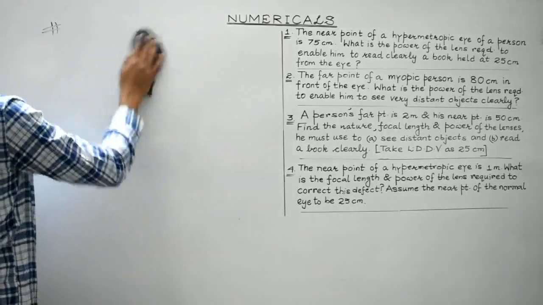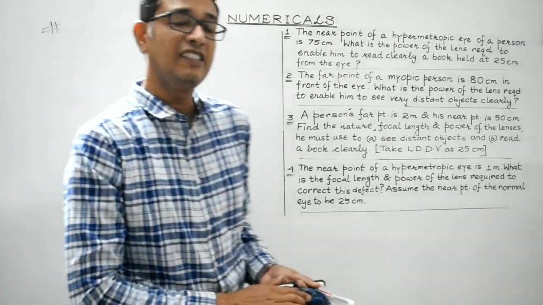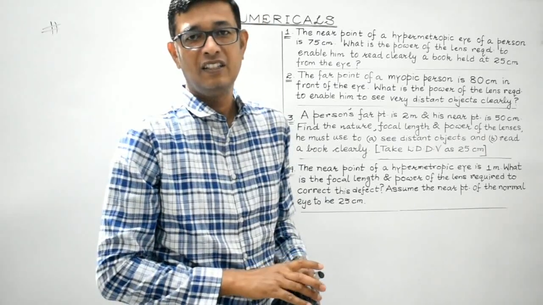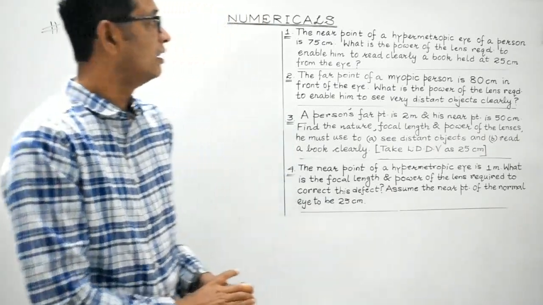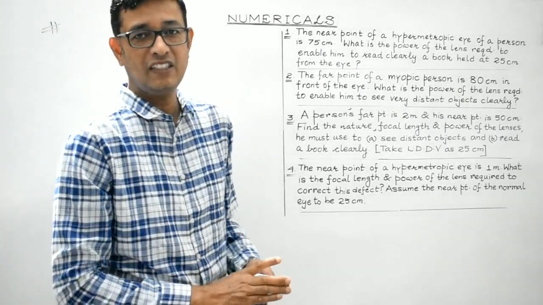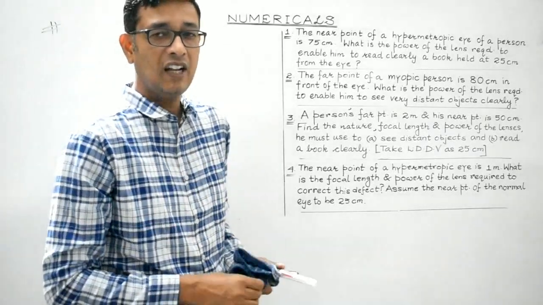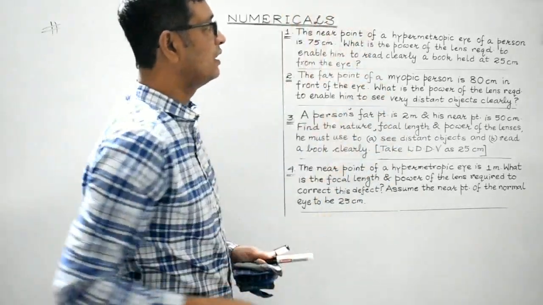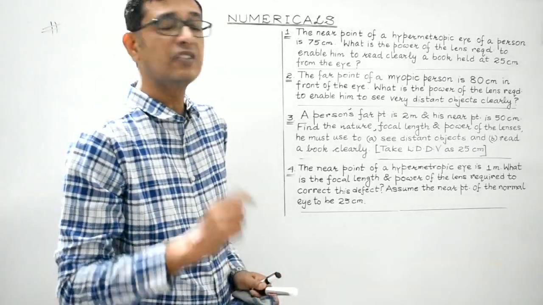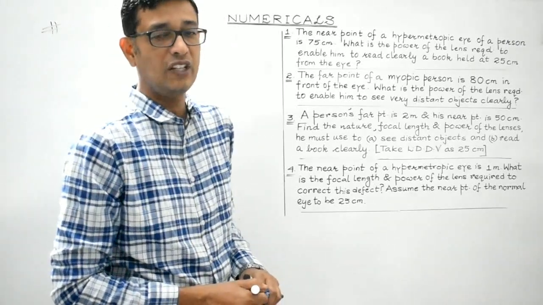It means that the person under consideration is able to see the distant objects clearly, but is unable to see the nearby objects clearly. And in such a case, we are aware he needs to make use of a convex lens, right? He needs to make use of a converging lens of a suitable power or focal length. And that is what our objective is, to find out the power of the lens required to enable him to read clearly a book held at 25 cm from the eye. 25 cm would be the least distance of distinct vision, right?